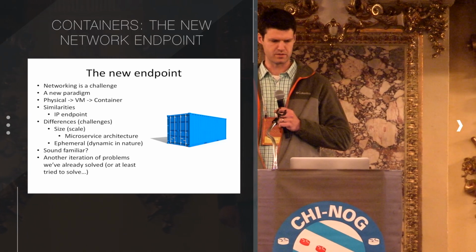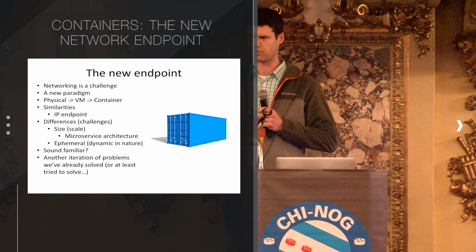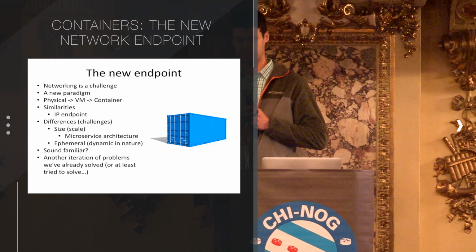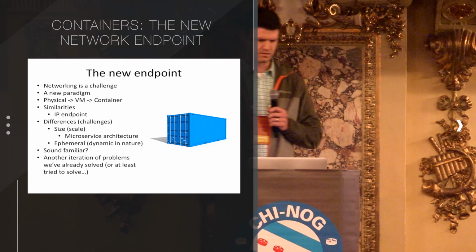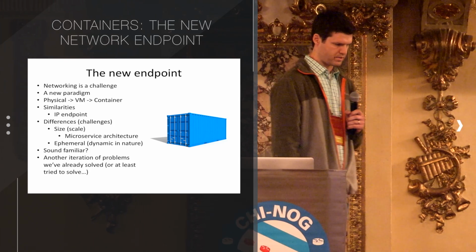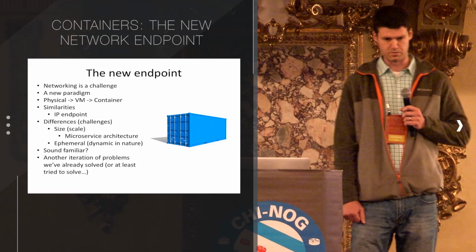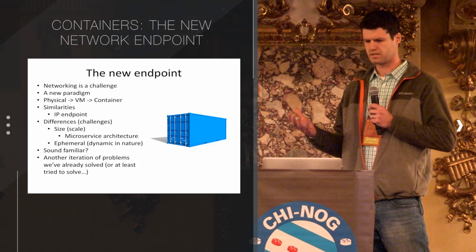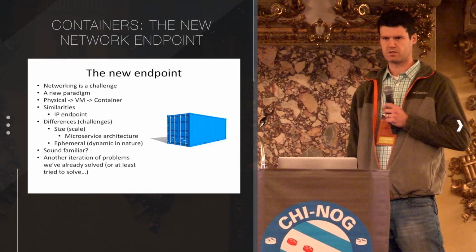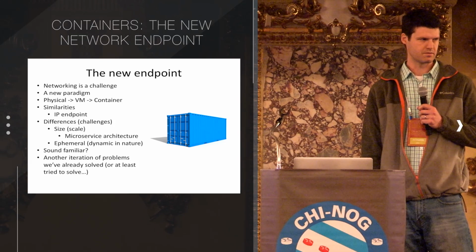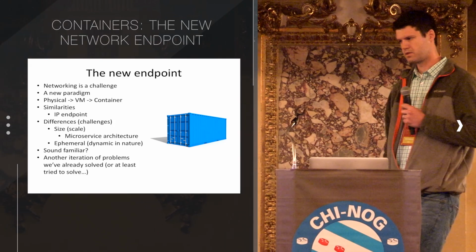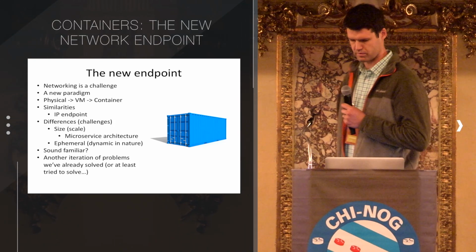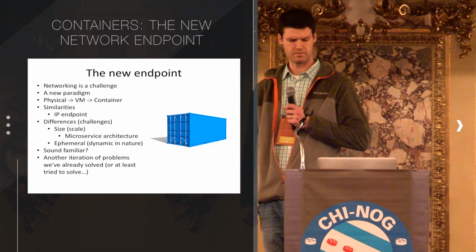And there are many more differences, and those differences, while not necessarily network attributes, do impact us on the network side. For instance, size. We know that a VM is an abstraction of a physical machine, meaning it's quite large. But when we talk about containers and container images, we're talking about them in terms of megabytes or tens of megabytes. So they're considerably smaller. Smaller means we can have more of them. More of them means we have more IP endpoints to deal with.